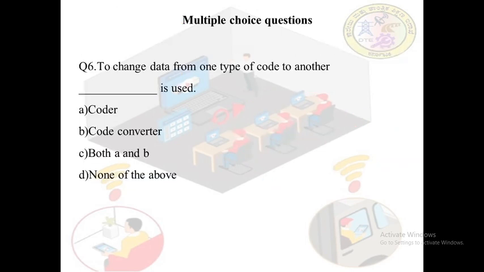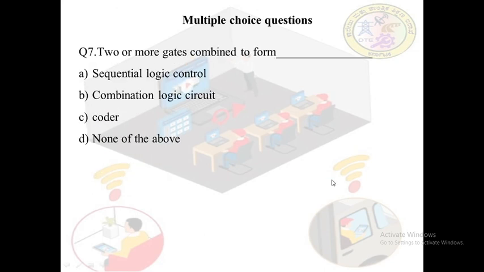Sixth question, to change the data from one type of code to another, dash is used. So a direct question. Option A is coder, option B is code converter, C both A and B. It cannot be both A and B because both have a different purpose. So option B, code converter, is the right answer. Code converter changes the data from one type of code to another.